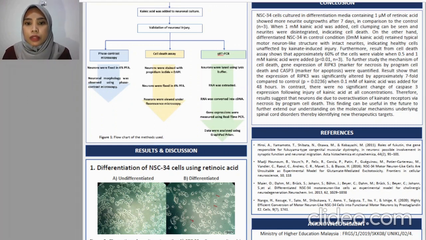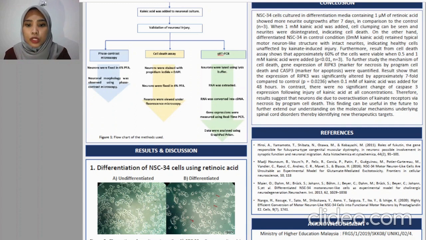The result from the cell death assay shows that approximately 60% of the cells were viable in the condition of 0.5 and 1 millimolar of kainic acid. To study the mechanism of cell death, gene expression of RIPK3, which is the marker of necroptosis, or programmed necrosis, and caspase-3, the marker for apoptotic cell death, were quantified. It shows that the expression of RIPK3 was significantly increased by approximately 7-fold as compared to the control, whereas for caspase-3 there were no significant changes of expression in all concentrations. So the result suggests that neurons die due to overactivation of kainate receptors via necroptosis, or programmed necrosis.